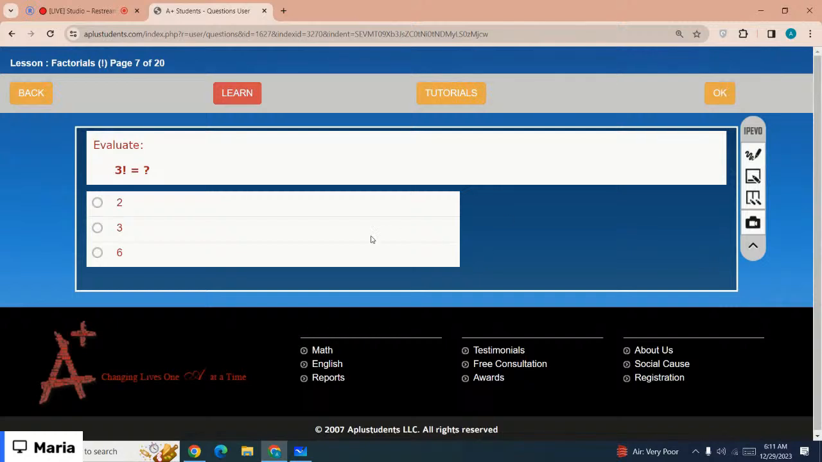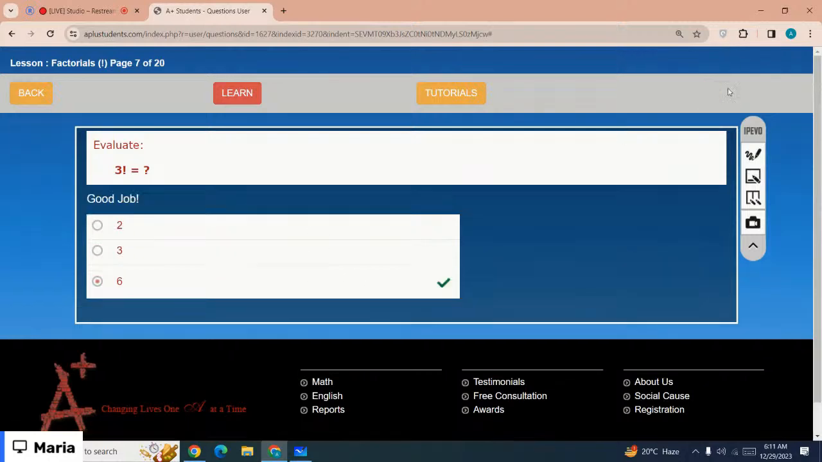The correct option is 3 factorial equals 6. The correct option is 6.